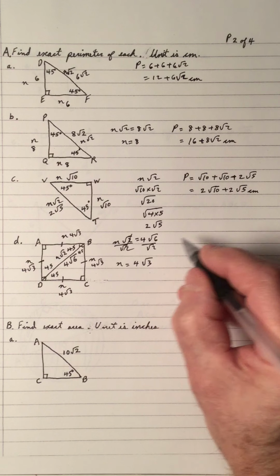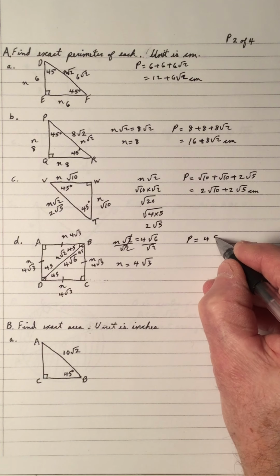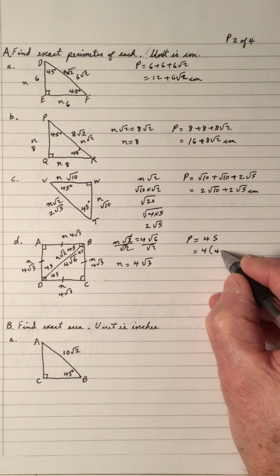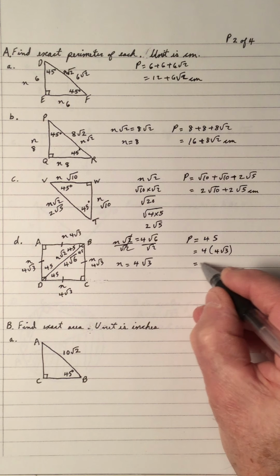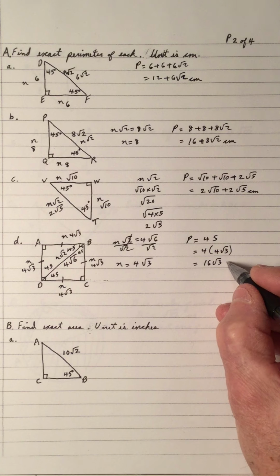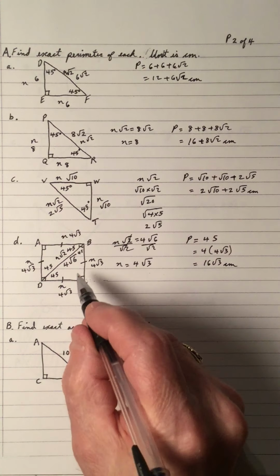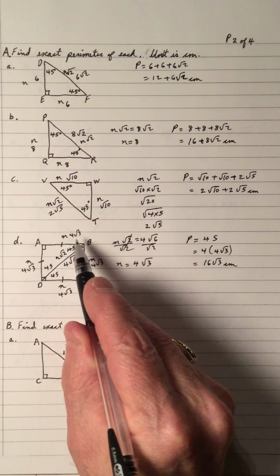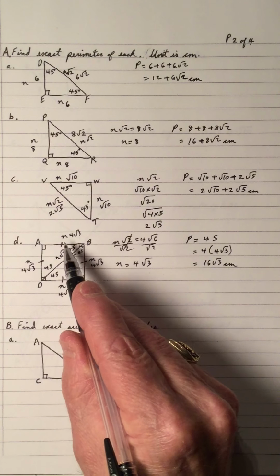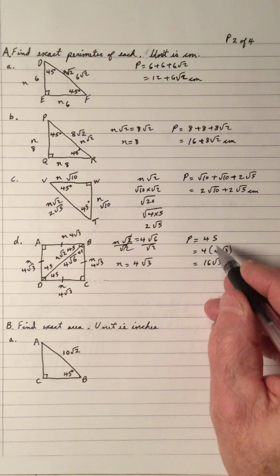But the shortcut, because it's a square, the perimeter is 4 times the length of the side, s. So that's 4 times the length of the side, which is 4 root 3. 4 times 4 is 16 root 3. And it's perimeter, so it's centimeters. You could have also added all these up: 4 root 3, 4 root 3, 4 root 3, 4 root 3. They're all root 3s, and got 4, 8, 12, 16 root 3, but this is quicker.